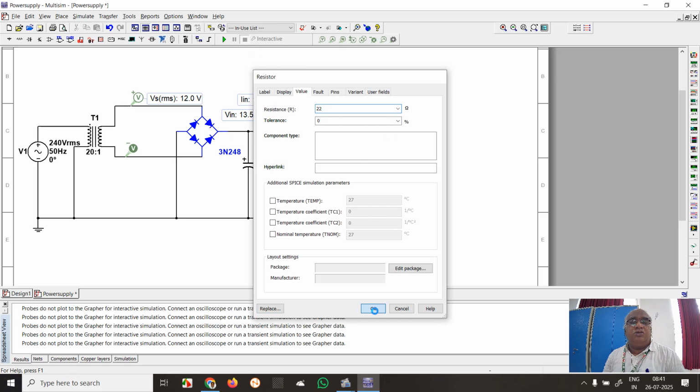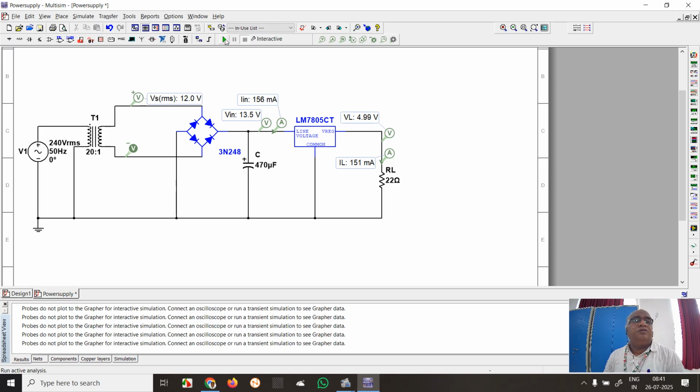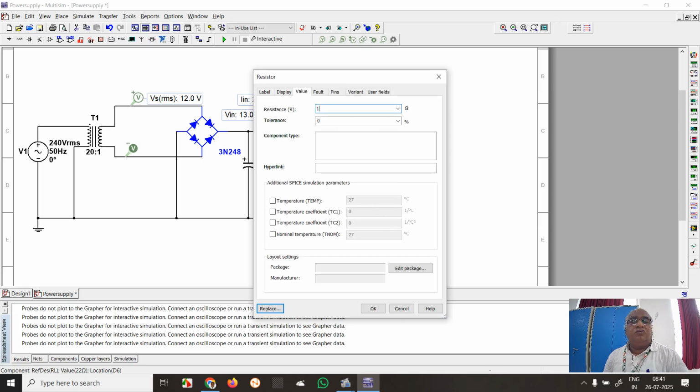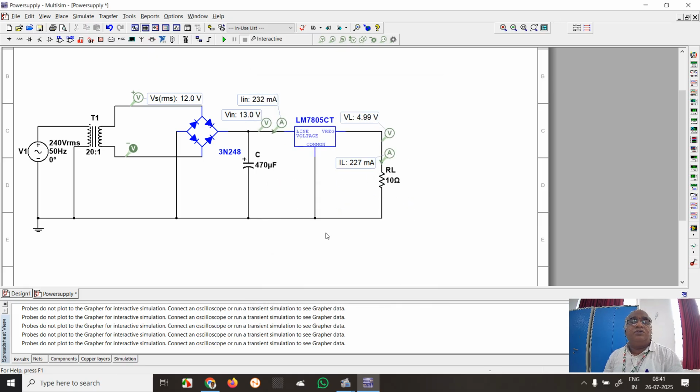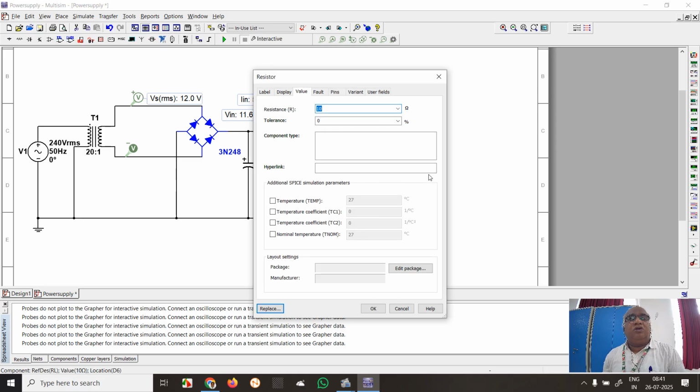22 ohms is around 226 milliamperes. Down to 20 ohms, then 10 ohms. The load current is around 500 milliamperes.